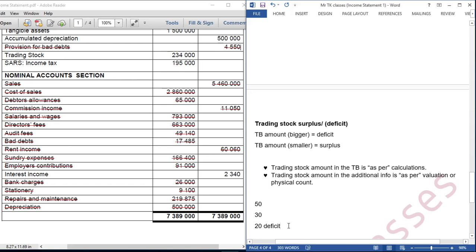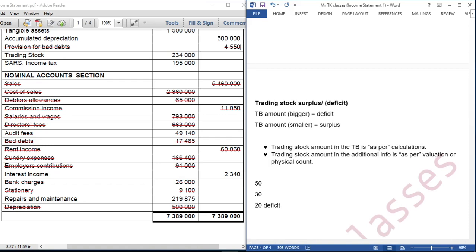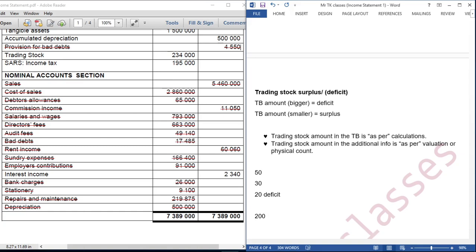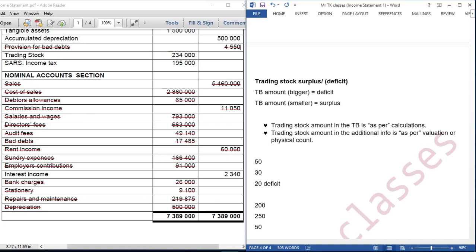Okay. So, on the same note, if you have calculated your inventory, you were adding everything that you were buying, you were subtracting everything that you were selling, you see that your inventory should be 200 rands. Now, you do your valuation. Maybe the inventory that you have has appreciated in value. When you have done your valuation, you realize that your inventory is worth 250 rands. So that other 50 rands is going to be surplus and is an income, right? So this is as per calculations and this is as per valuation.